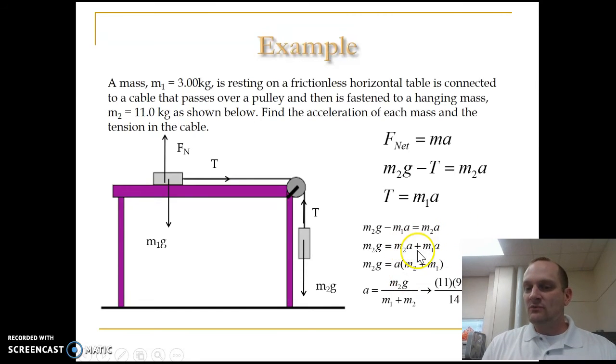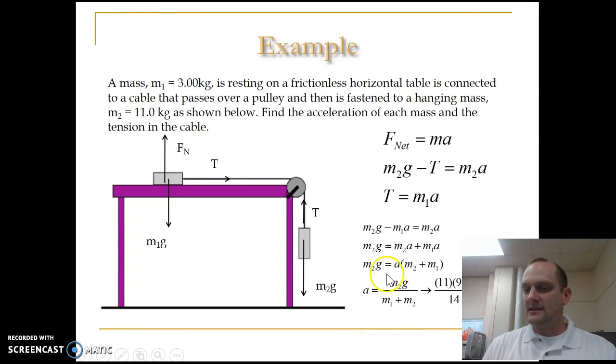Now I have two terms over here that both have an a in common. So I'm going to factor that a out. I pull the a outside, and that leaves me m2 plus m1. Think about factoring as being like the distributive property, but in reverse. Then I need to get the a by itself. Well, how am I going to do that? I'm going to divide by m1 plus m2. So that puts it down on the bottom. So the acceleration is going to be m2g divided by m1 plus m2. That came from right here.